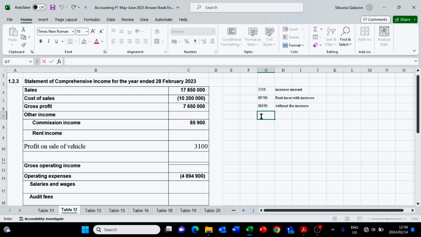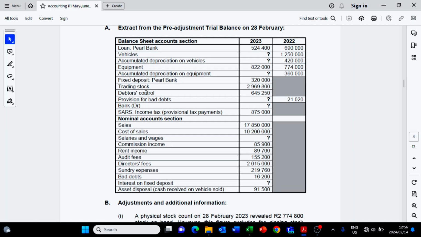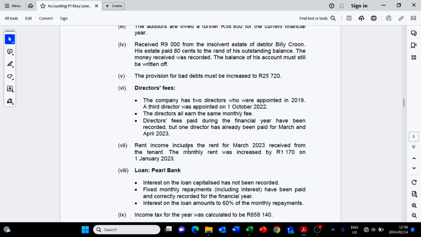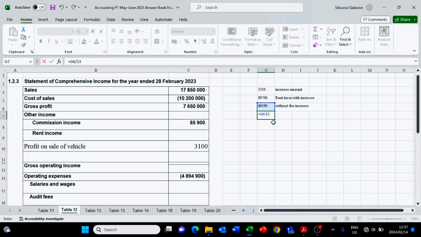So now we're going to say 86,190 divided by 13 months. Why am I saying 13 months? Because, let me go to this adjustment, the rent income includes rent for March 2023. It exceeds our 12 months period. So it's going to be 13 months. So we are going to divide by 13. 86,190 divided by 13 is giving us 6,630.